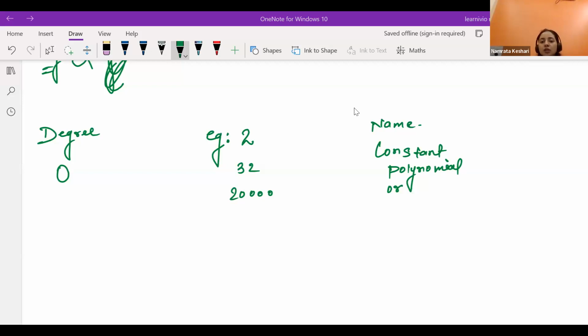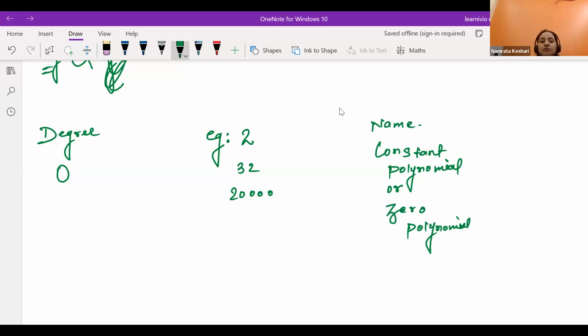It's called constant polynomial, or it's called zero polynomial. Okay, you can see the name is saying all about itself. Constant polynomial means just a constant number, or zero polynomial means degree 0 is called zero polynomial.